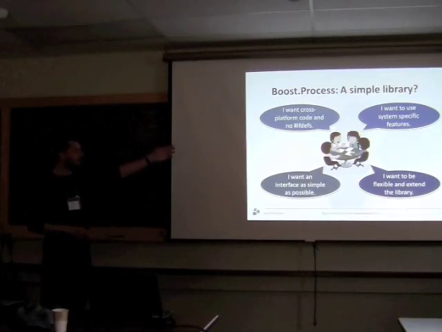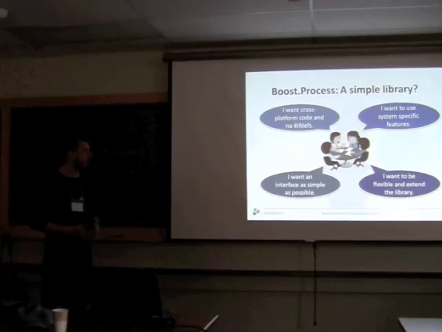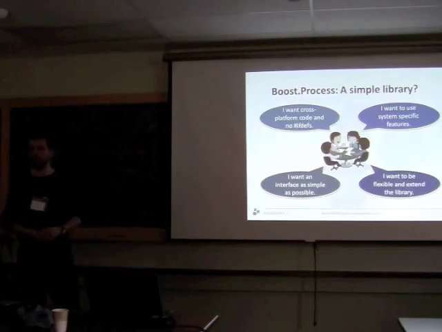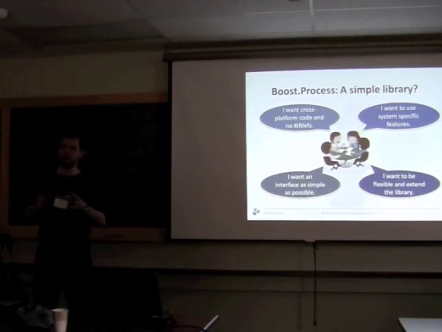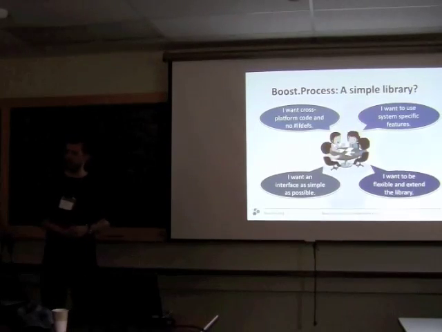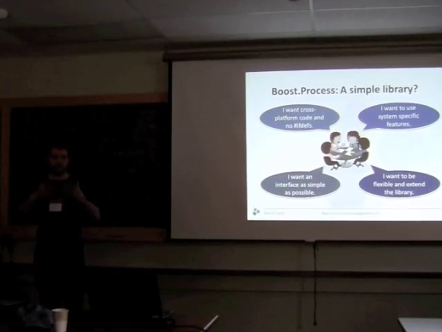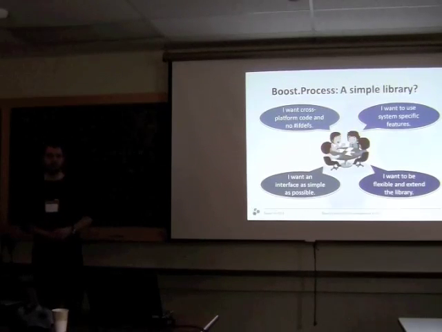And the opposite position is, of course, I want to use system-specific features. If I can just create a child process and pass some command line options, that is not enough. I need to be able to configure more file descriptors on Unix, for example. I need to pass file descriptors to the child process greater than 2. And if the library doesn't allow me to do this, it's of no use for me.